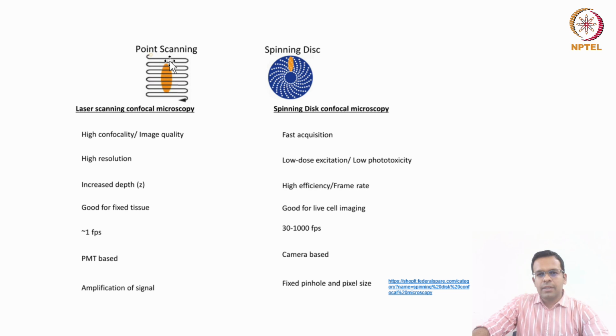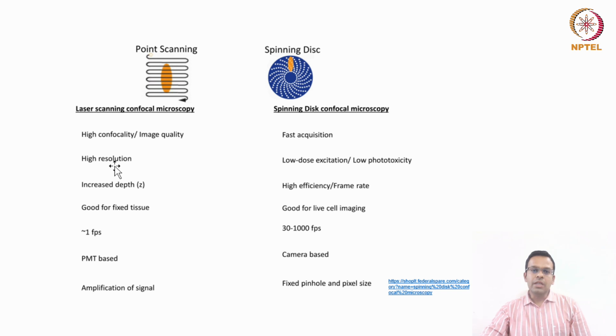So laser scanning confocal microscopy can provide high confocality and better image quality compared to the fast acquisition by the spinning disc confocal. So image quality, if you see, is better with the laser scanning confocal microscope compared to the spinning disc confocal. But let's say you are imaging live samples and you are really looking for high speed imaging, then you should go for spinning disc by compromising a little bit on the resolution side.